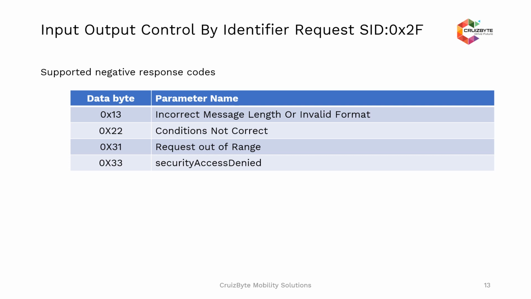And the last NRC code here is 0x33, where the security access is denied for some reason.